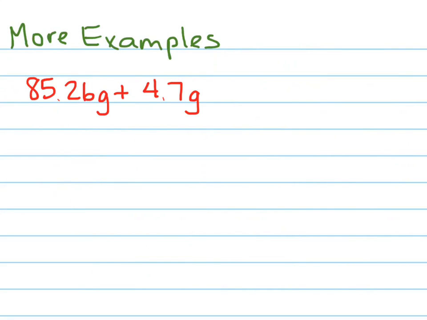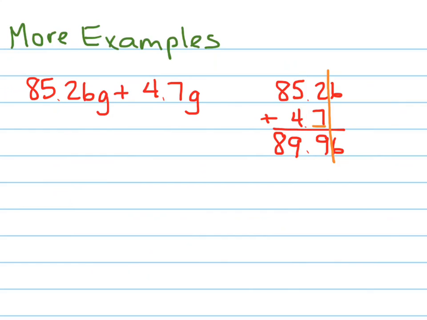Let's do some more examples. Here's some addition. 85.26 grams plus 4.7 grams. Again, remember, with addition or subtraction, line up your numbers so that the decimals are one above the other. When I add these two together, I get 89.86. Remember, I'm going to look at the number that has the fewest numbers after the decimal. And in this case, it's my 4.7. It has one number after the decimal, which means my answer can only have one after the decimal.